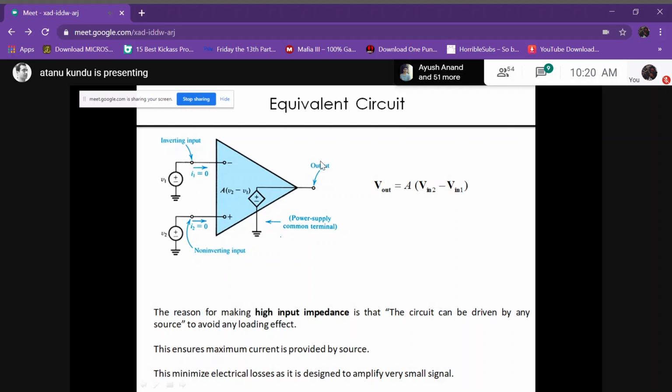That is a microvolt level signal, 10 to the power minus 6, or even a nanovolt level signal. You want to amplify that signal, and its voltage level is very low, so the signal current level is also very small. If that current is completely consumed by the internal circuit of the op amp, then what will happen? The entire current will be wasted.